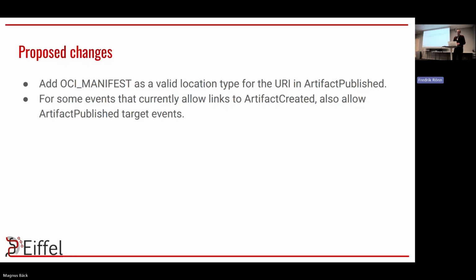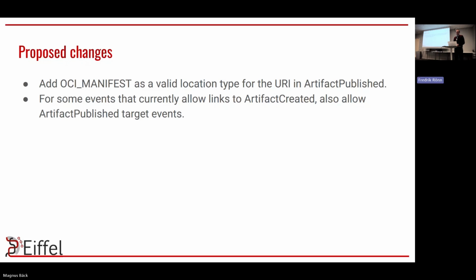And we suggest that a new value for that enum is added, OCI manifest, to indicate that this particular URI is an OCI manifest. That could be transformed into a container image name that you could pull.